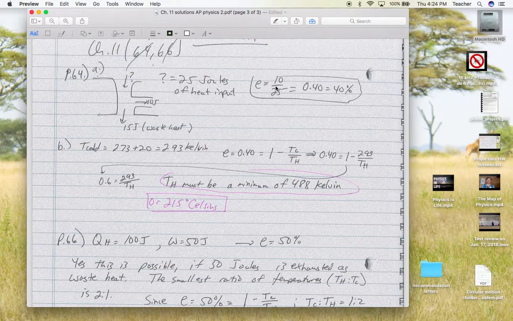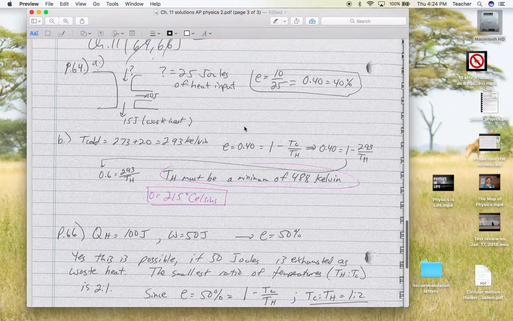For P64, you're asked to find the efficiency of this. You have 15 joules of heat exhausted and 10 joules of work done. So knowing that, I know that I have 25 joules of energy that's input. So the efficiency is what you get out over what you put in. So that's 10 over 25, that's 40%.